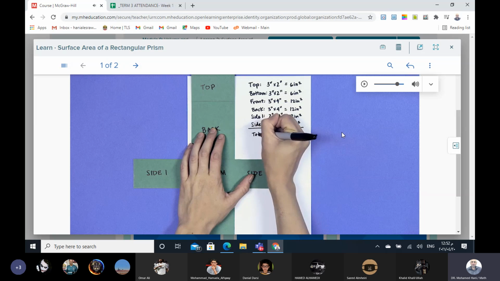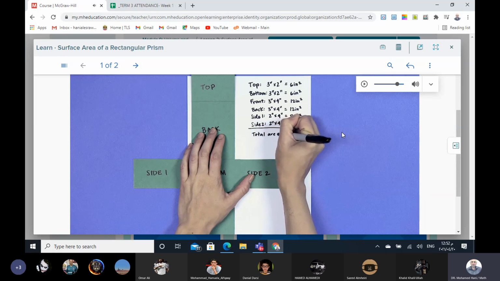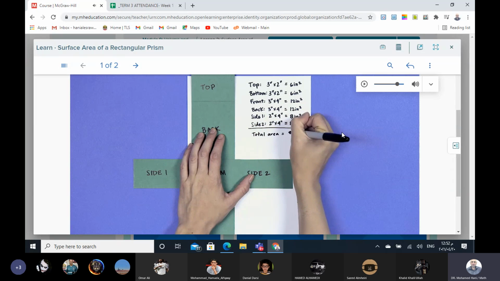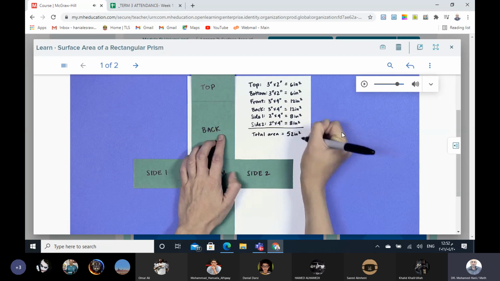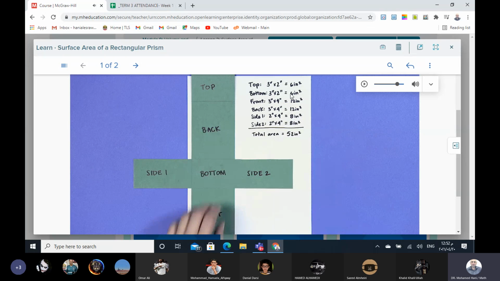Calculate the sum of the areas. The surface area of the rectangular prism is 52 square inches. 6 plus 6 plus 12 plus 12 plus 8 plus 8 will be 52.